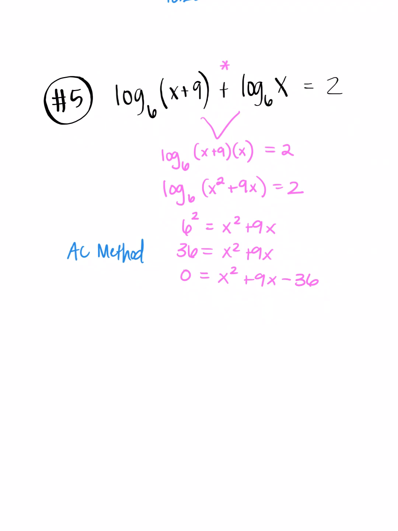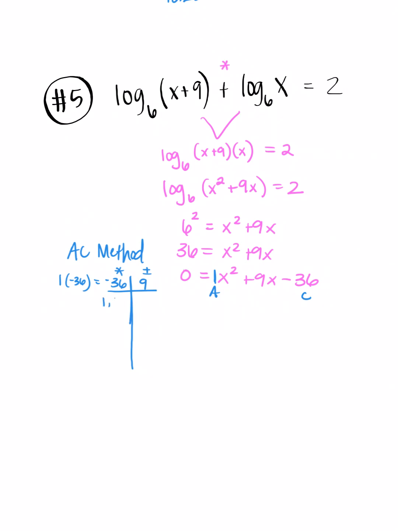So remember, the AC method requires me to take the A, which is 1, and the last value, which is C, negative 36, and multiply them. So 1 times negative 36 is negative 36. Now I'm going to try to find a pair of numbers that multiplies to negative 36 and adds or subtracts to the middle value, which is 9. I make these tables, if you remember back in Unit 3. Some people just have a hard time coming up with this, so it's kind of nice to make a list.